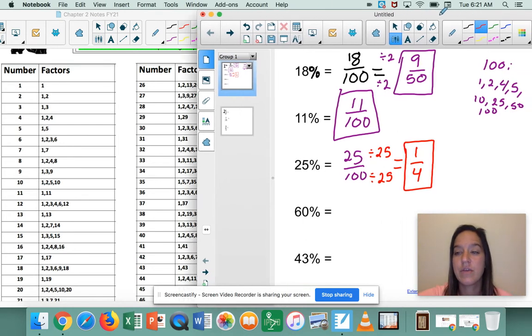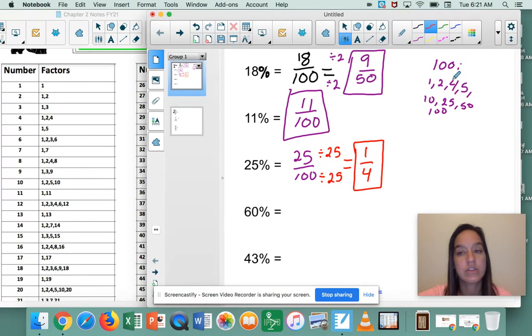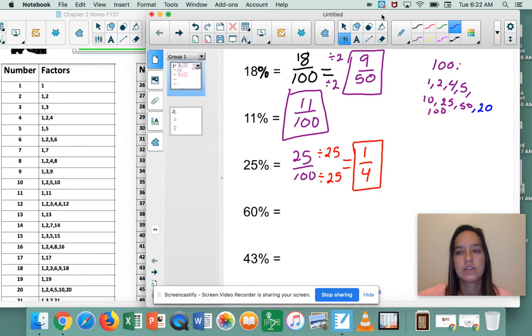All right. Oh my goodness, I'm realizing when I just wrote these factors of 100 so quickly, I forgot one. There is one that's missing. Another factor is 20. I'm just going to write it off to the side. I'm so sorry about that.